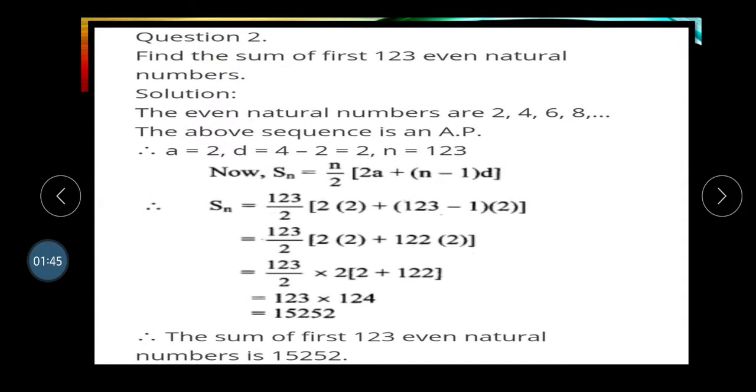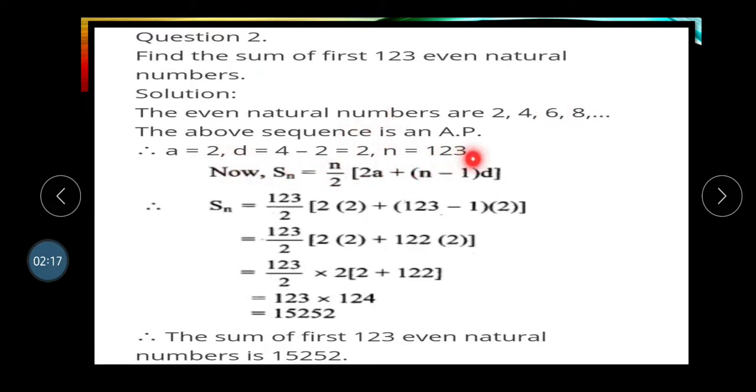Question 2. Find the sum of first 123 even natural numbers. Solution. The even natural numbers are 2, 4, 6, 8 and so on. So the above sequence is an AP. So our first term is 2, that is our A. The common difference between them, that is 4 minus 2, 2, 6 minus 4, 2, 8 minus 6, 2. So our difference D is 2.